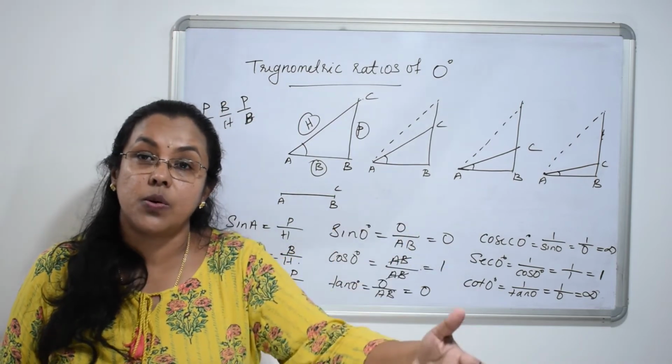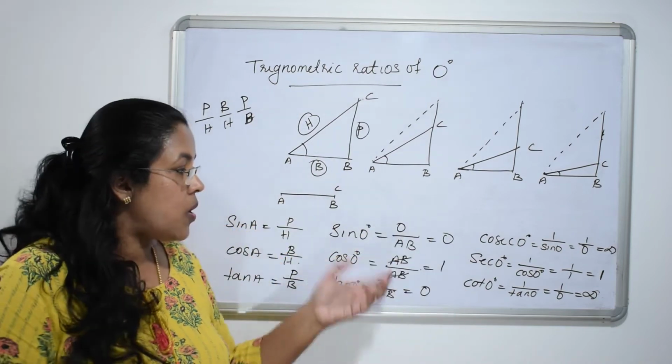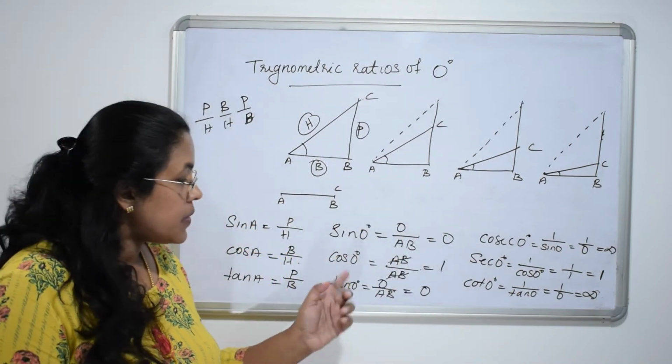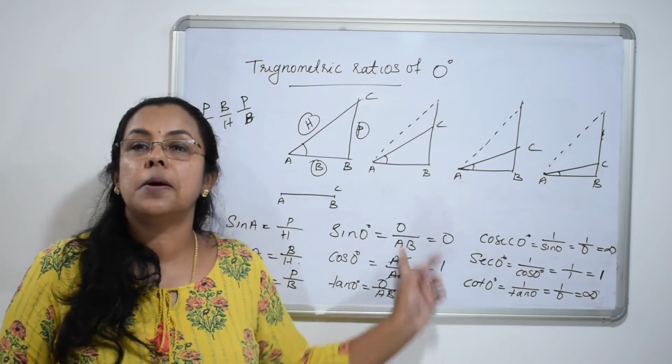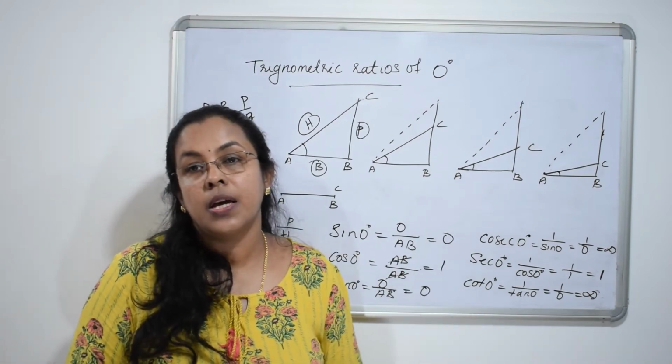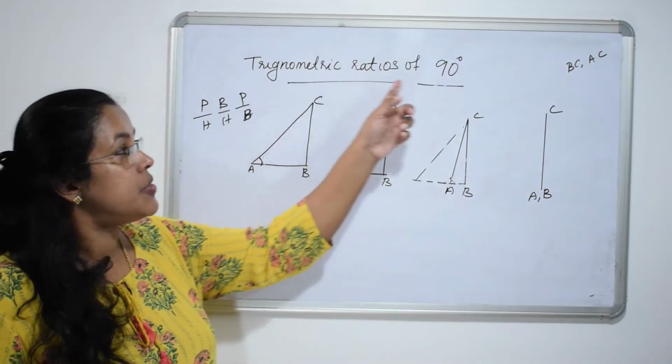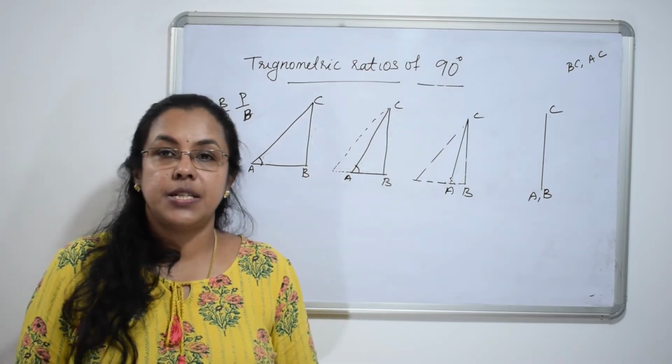Sin 0 is 0. Cos 0 is 1. And tan 0 is 0. Try to remember these values. Now I am going to explain the trigonometric ratios of 90 degrees.